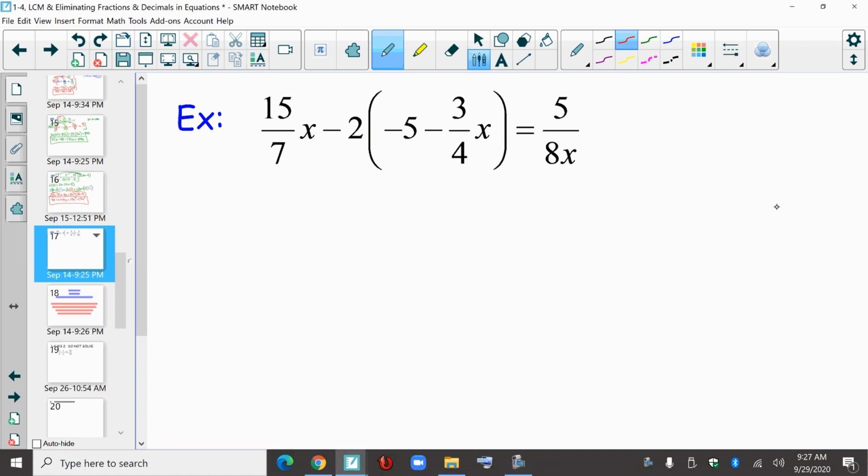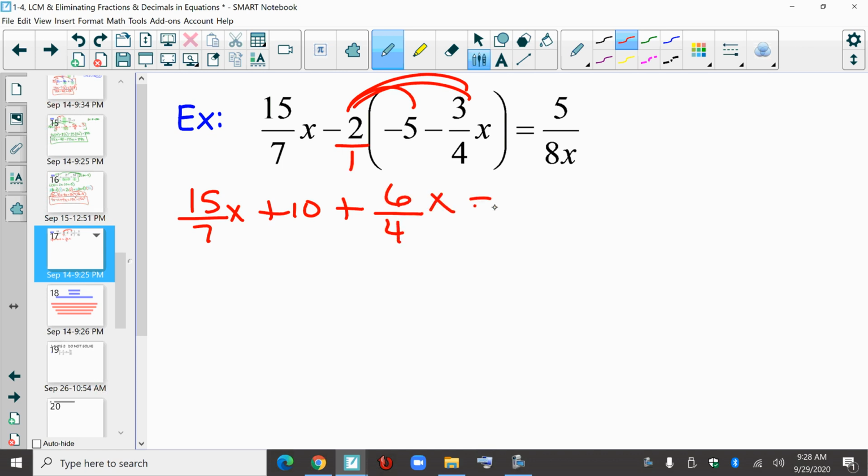Okay. Go ahead and distribute, because we have a fraction inside the parentheses. So I drop everything down. Negative times a negative is a positive 10. A negative times a negative is a positive. Put the 2 over 1. 2 times 3 is 6. 1 times 4 is 4. And that's an x is equal to 5 over 8x.